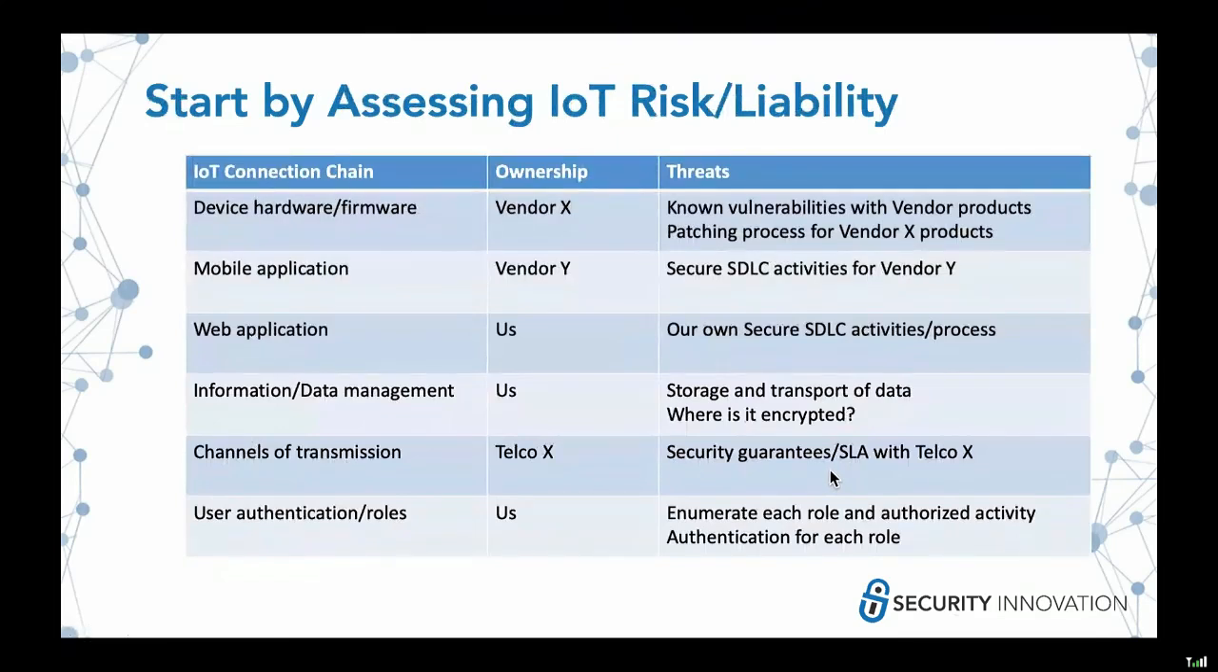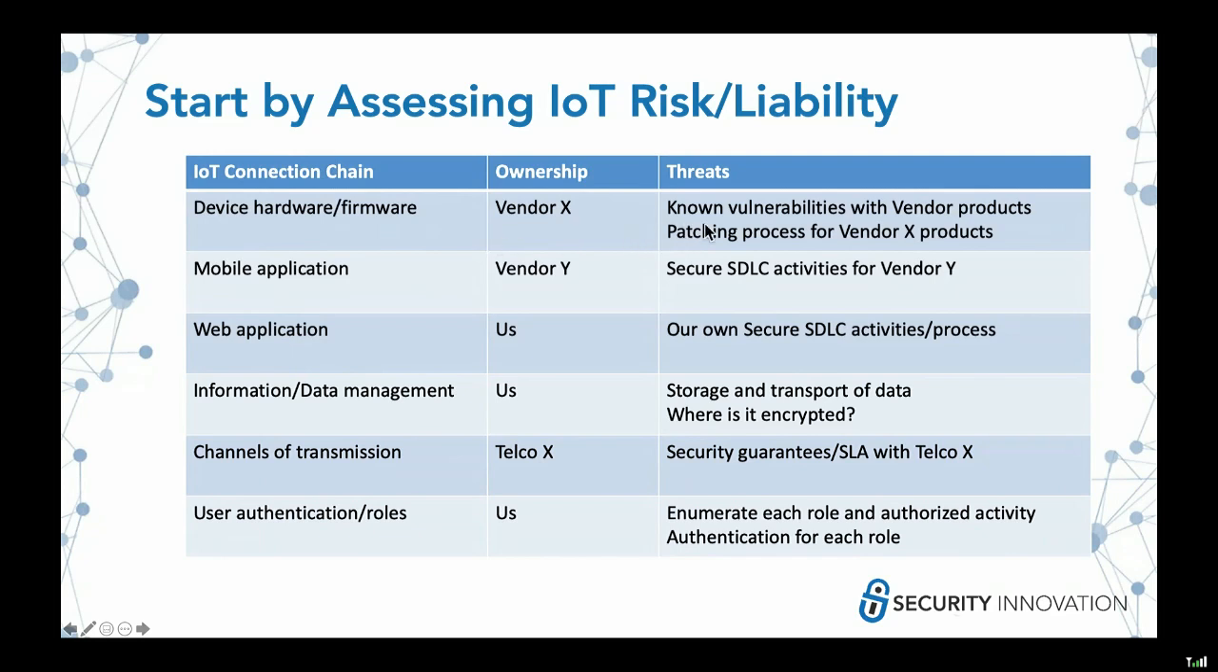Here's an example. My suggestion is to start with assessing IoT risk and liability. Let's say you have an IoT system that has a device or devices connecting to a mobile and a web application, depending on the usage. Then there is data that gets transmitted and collected, and then there are one or two or more user roles or user functions. Well, for each one of those, consider who owns it. Are you the creator of the IoT devices, or is that a third-party vendor? In most enterprises, it's a third-party vendor.